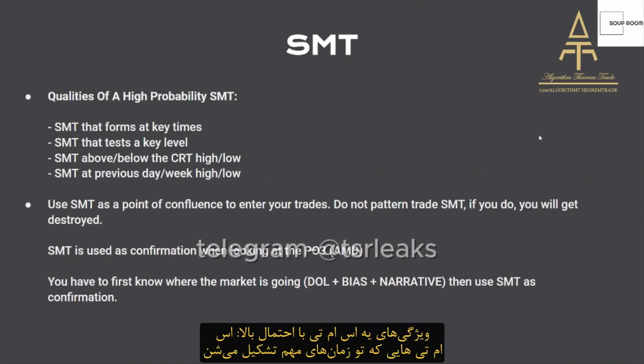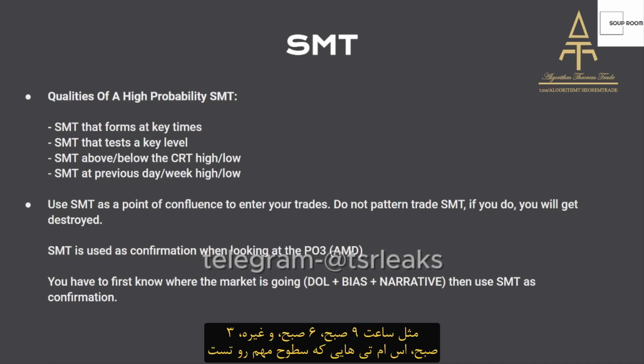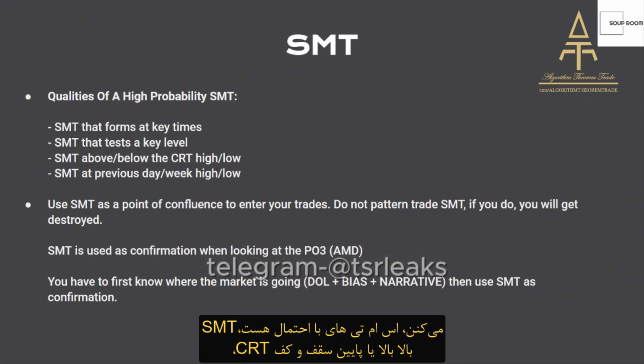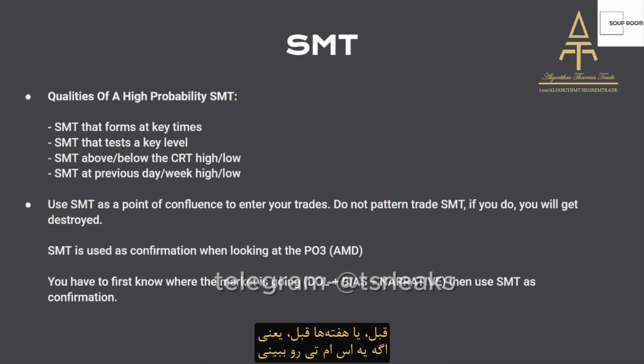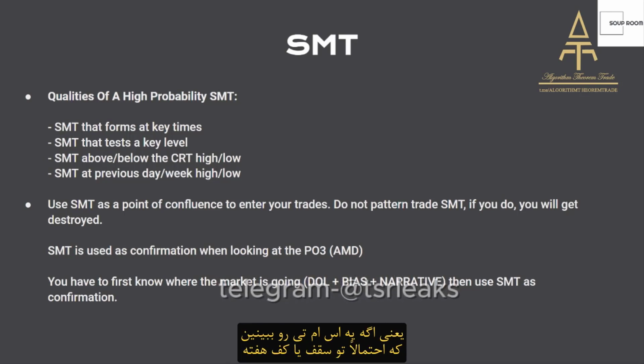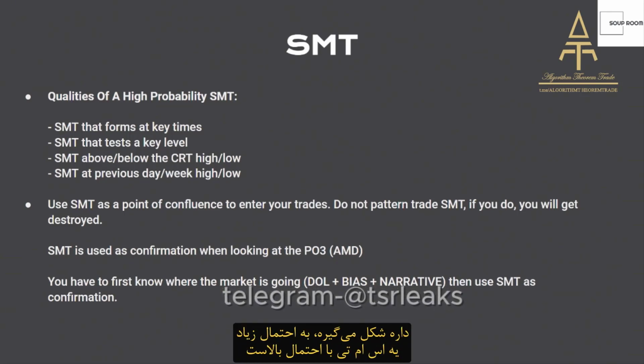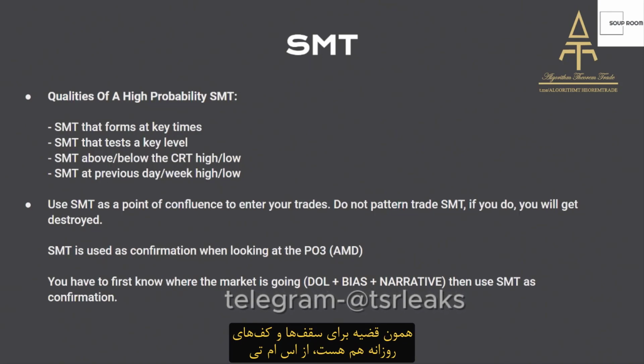Qualities of a high probability SMT. SMTs that form at key times, kill zones, 9 a.m., 6 a.m., 3 a.m., etc. SMTs that test key levels, high probability. SMTs above or below the CRT high and low, and SMTs at previous days or weeks highs and lows. Meaning if you see an SMT potentially forming at the high or low of the week, it is likely to be a high probability SMT. Same thing goes with the daily highs and lows.